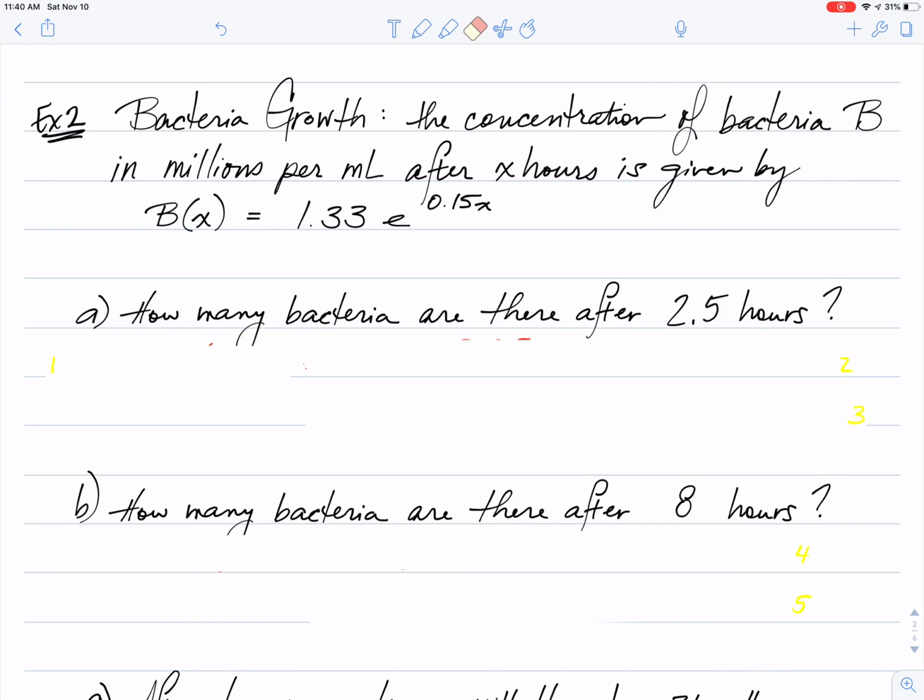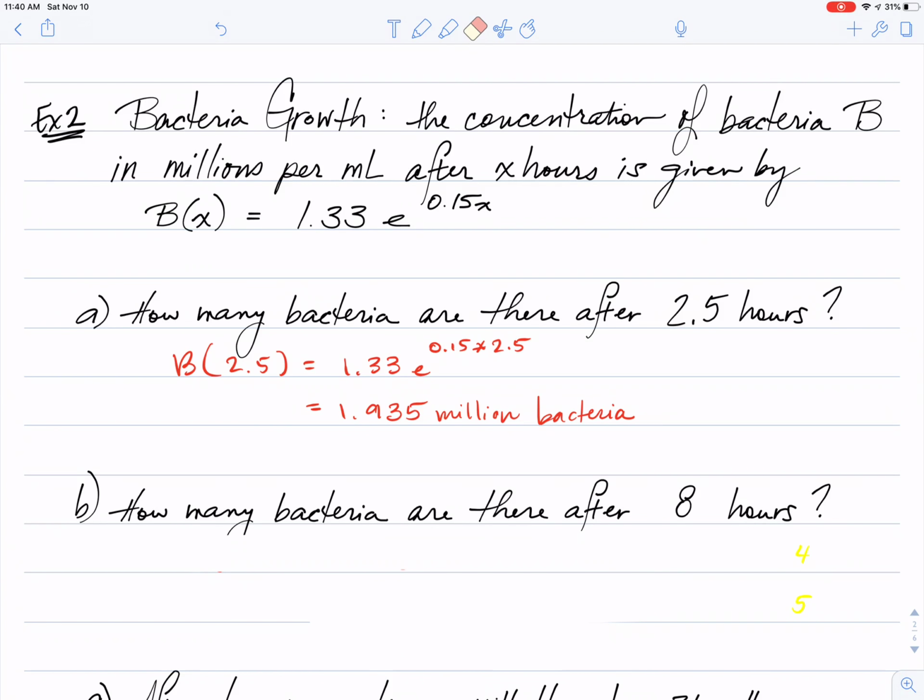So part A is asking how many bacteria are there after 2.5 hours? And this one's a pretty easy question. 2.5 hours is our time, so we're going to plug that in for the X. So we want B of 2.5, and that's going to equal 1.33 times E raised to the 0.15 times 2.5, where that's going in for X. Use your calculator to get this, and you'll get 1.935 million bacteria.